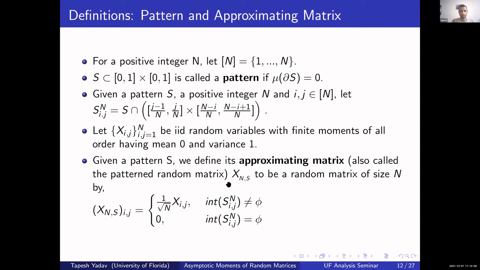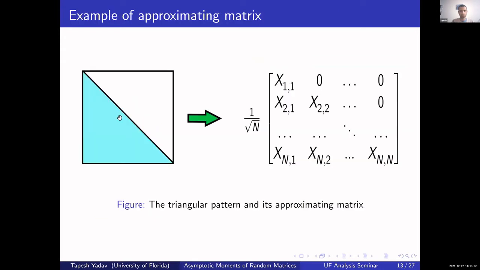Again, just to clarify, here is an example. What's really happening is that we divide the whole pattern into a square grid of size n by n, and on each square we check if that square intersects with the given pattern. Wherever the square intersects with the given pattern, we plug in a non-zero IID copy of the random variables. That's how we create this approximating matrix.